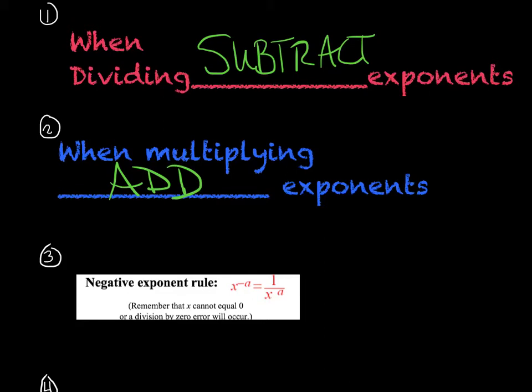3, negative exponent rule. X to the negative a equals 1 over x to the a. And there's a little note there. Remember that x cannot equal 0. You cannot divide by 0. Okay, so a negative exponent basically is just going to flip us either to the top or to the bottom. If I'm already on the bottom, 1 over x to the negative a, all that's going to do is flip me up to the top and I would get x to the a. Okay, so that negative exponent is just moving you.